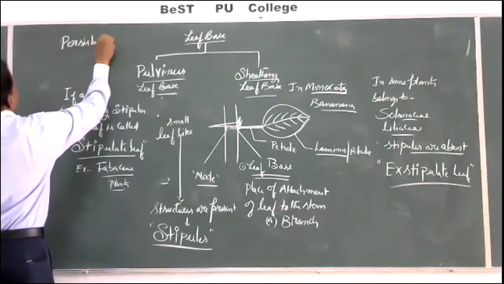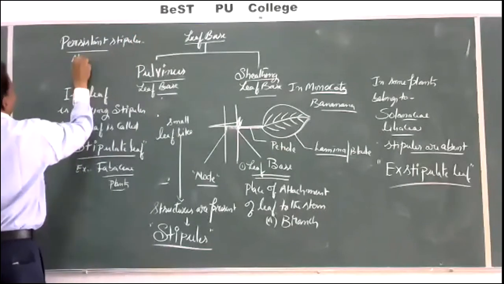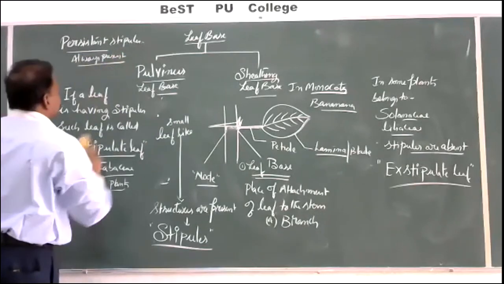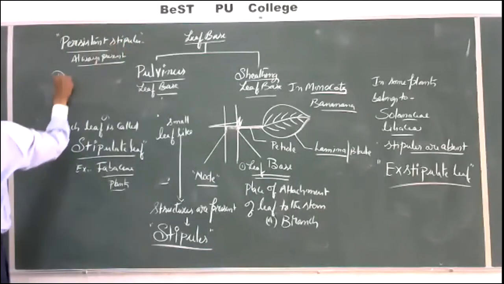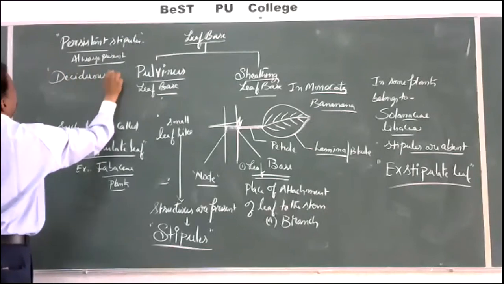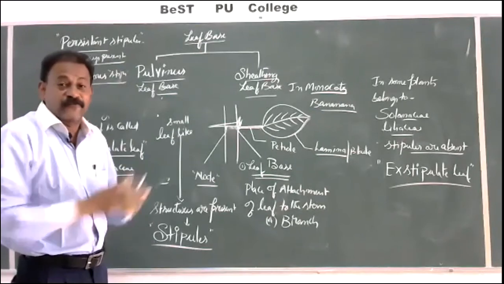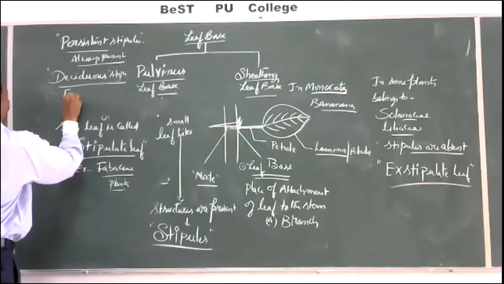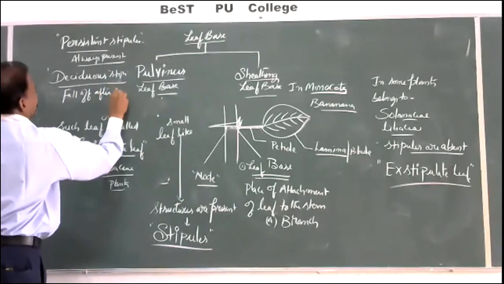Persistent stipules means always present even after leaf grows well. Deciduous stipules means they will be there for some time. When leaf grows, they fall off. So deciduous fall off after some time.